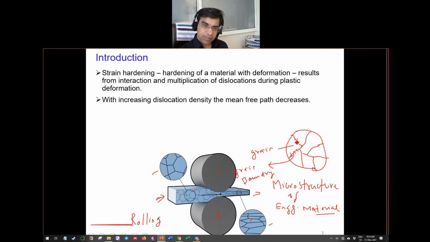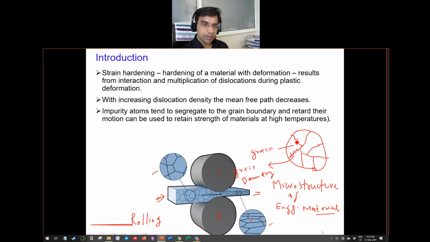Grain boundaries are also known as dislocation regions, where these regions decrease the mean free path. When the mean free path of any grain decreases, the strength of the material will increase. So what are grain boundaries? Grain boundaries are regions where impurity atoms segregate, and they can then retard the motion of the grains, thereby increasing the strength even at elevated temperature. So this is the whole concept of how strain hardening works and how it increases the strength of the material.